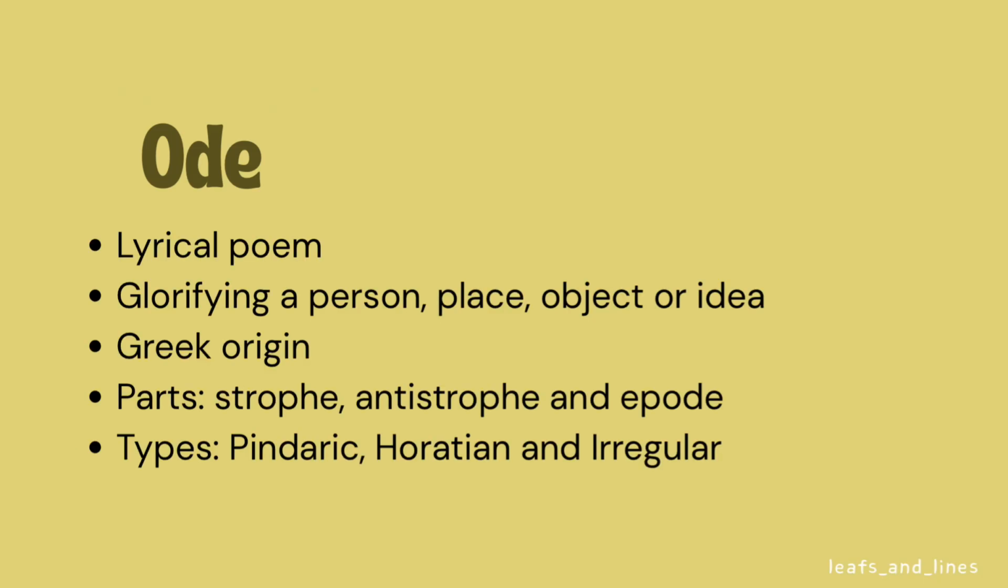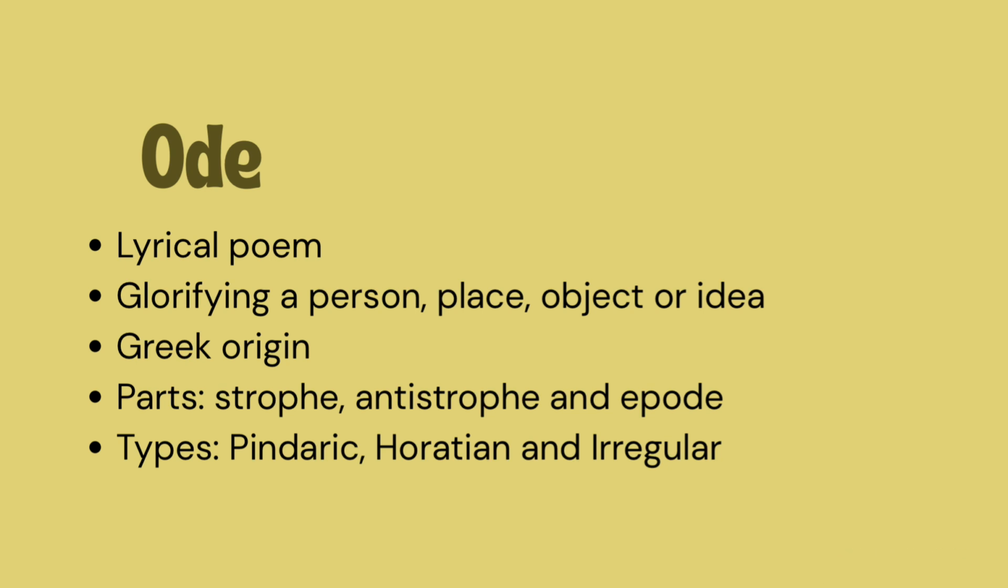Then comes ode. An ode is a type of lyric poetry with its origins in ancient Greece. Odes are elaborately structured poems praising or glorifying an event or individual, describing nature intellectually as well as emotionally. A classic ode is structured in three major parts: the strophe, antistrophe, and epode.